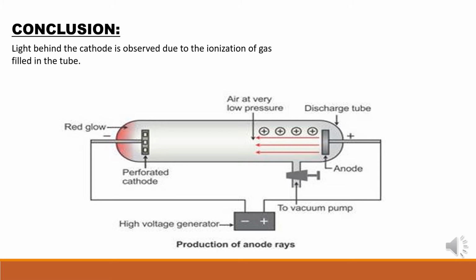Here you can see the apparatus for the production of anode rays, or for proving the presence of positive material particles. This apparatus is similar to the cathode ray tube, with a slight difference of a perforated cathode over here. The red glow is basically the presence of positively charged particles. And here we can see that from the anode, positive particles are moving towards the negative electrode.